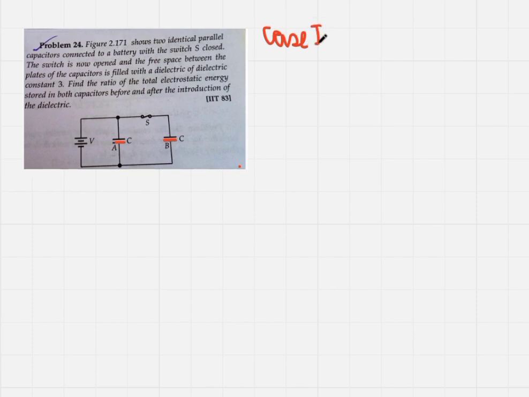Case 1 is when we don't have dielectrics between the plates of the capacitor and the switch is closed. So the circuit is exactly this for the first case. Please keep in mind this circuit. Okay, this is for case 1.